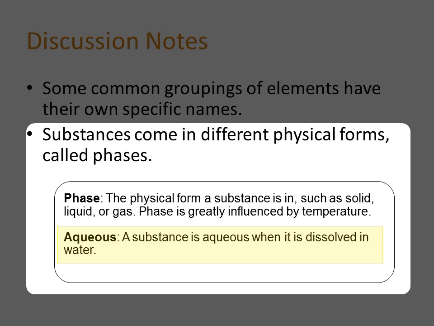A substance is aqueous when it is dissolved in water. For example, the ocean is made mostly of salt water, which is aqueous sodium chloride. Many things we think of as liquids are actually aqueous solutions, such as filtered apple juice, vinegar, and soda pop. Pure liquids, such as cooking oil, are actually less common.